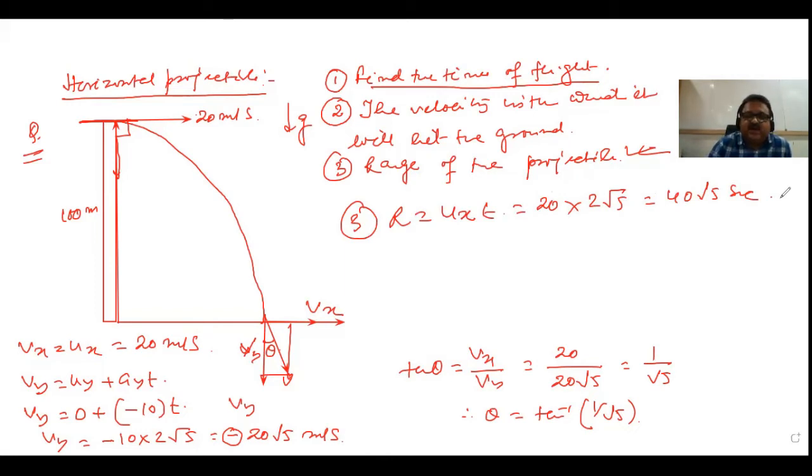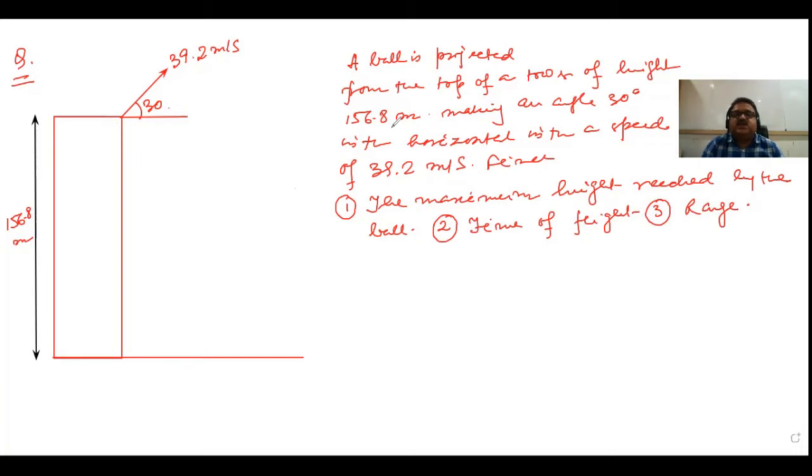Now I'm not taking a case where the projectile is projected horizontally. Let me take a few other different cases, correct? So let's do another problem. Look, a problem is given like this. Suppose there is a building 156.8 meter high. A person is standing over here and throwing a ball, making an angle of 30 degrees with the horizontal with an initial speed of 39.2 meter per second. Clear? So they are asking a question: find the maximum height reached by the ball, the time of flight and the range. Range means the distance of the point where it would hit the ground from the base of the building, correct?